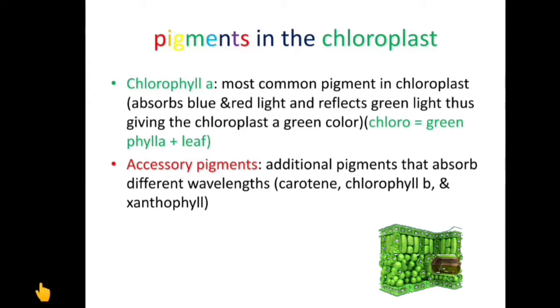Pigments in the chloroplast. So, chlorophyll. It is the most common pigment in chloroplast, which absorbs blue and red light and reflects green light, thus giving the chloroplast a green color. Here chloro means green and phylla means leaf. Then what are the accessory pigments? Additional pigments that absorb different wavelengths are called accessory pigments. It includes carotene, chlorophyll B and xanthophyll.